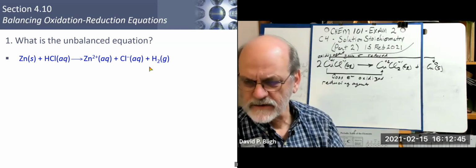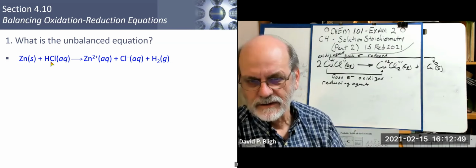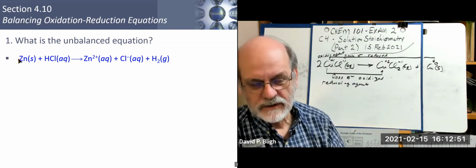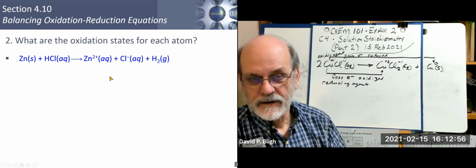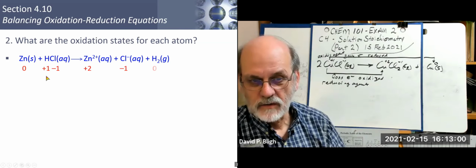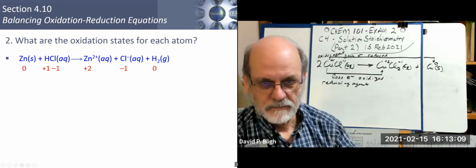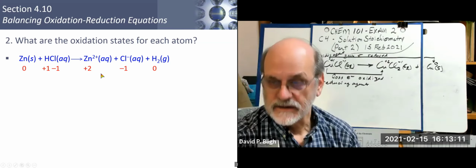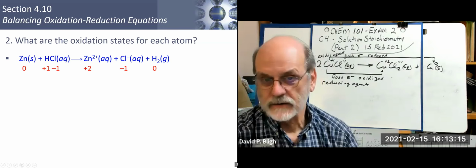Right? We know it's oxidation reduction. There's an element that came from a compound, and there's an element that produced a compound. Okay? So what are the oxidation states? Well, there you go. 0, plus 1, minus 1, plus 2, minus 1. So chloride didn't change. Hydrogen did. Zinc did. So in that case, chloride is really a spectator.